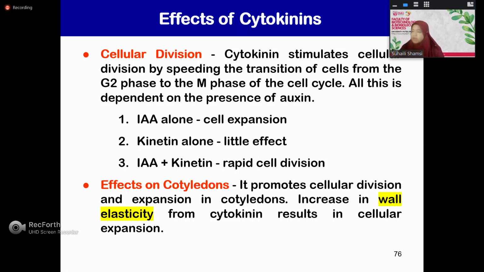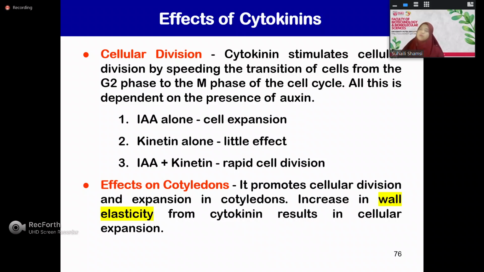Just like humans, just like animals, plants also have their own cell cycle. It's the same phases. All right, we have G phase, we have M phase, and then S phase. So it's the same in plants. And the role of cytokinin itself is to speed up the transition from the growth phase into the mitotic phase, which involves lots and lots of division of the cell itself. And all this is dependent on the presence of auxin.